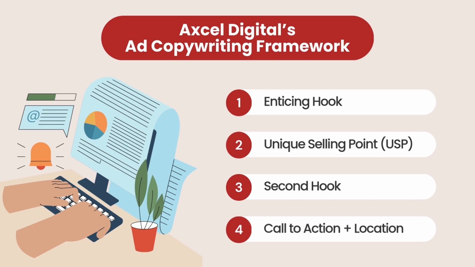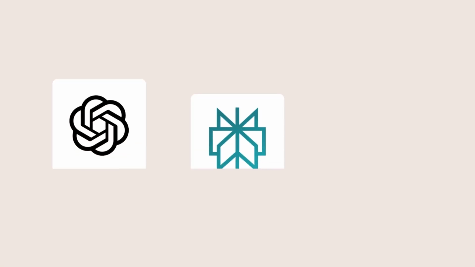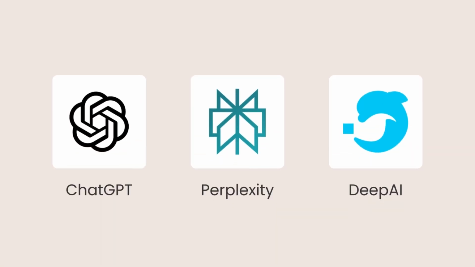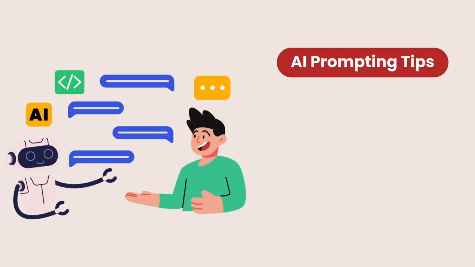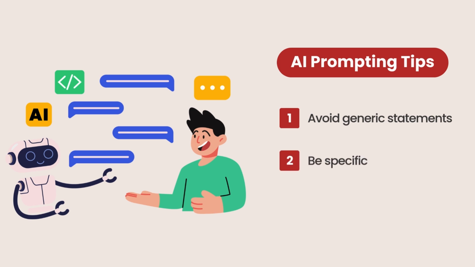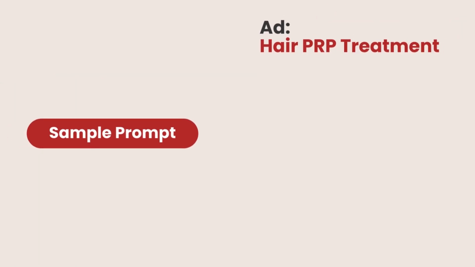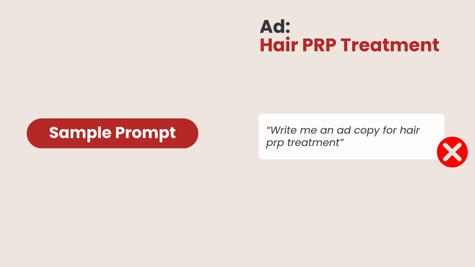And that's it. This is the framework we use to write effective ad copy for our clients. Feel free to use ChatGPT or other AI tools to assist you when writing ad copy. Just remember to avoid generic statements when prompting. Be more specific and feed it as much information as possible. For example, let's say you need to run an ad for hair PRP treatment. Instead of just typing, write me an ad copy for hair PRP treatment, get into the specifics.